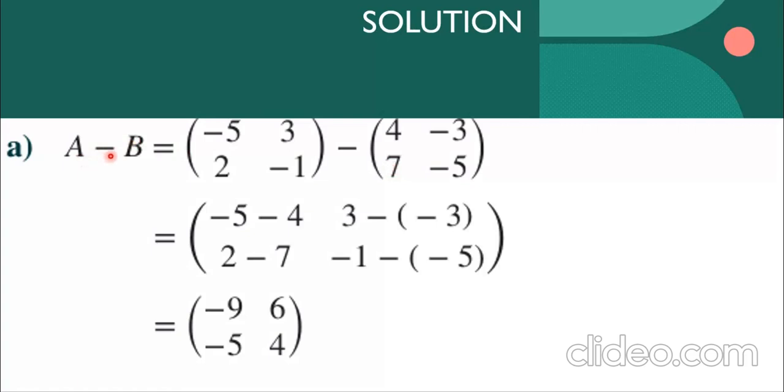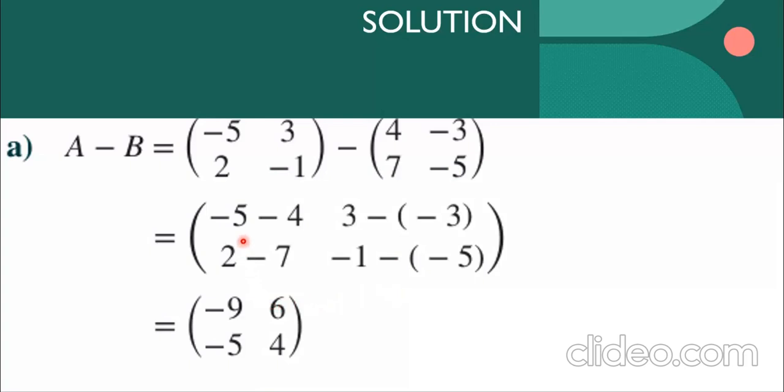We have matrix A minus B. So this is our matrix A. This is our matrix B. Remember, we subtract corresponding values. Minus 5 corresponds to 4, so minus 5 minus 4. 3 corresponds to minus 3, so we are going to have 3 minus, remember, this is the minus, and the 3 itself is also minus, so 3 minus minus 3. 2 corresponds to 7, so 2 minus 7. Minus 1 minus 5.